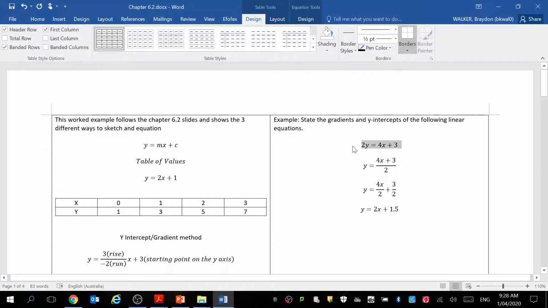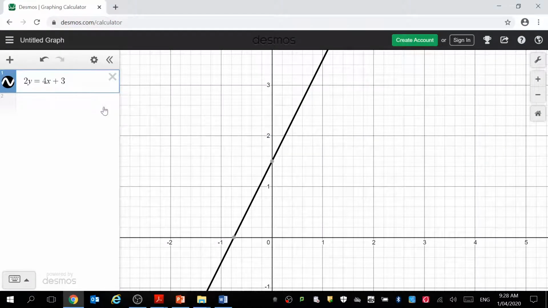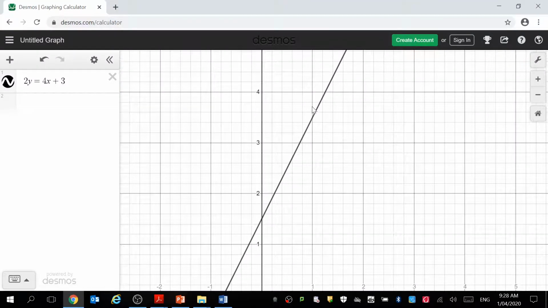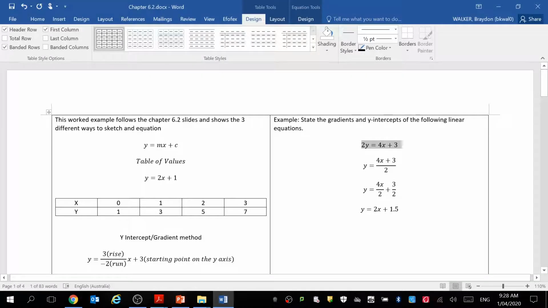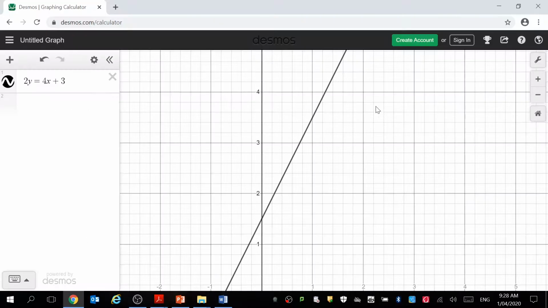Let me just demonstrate that very quickly on Desmos using the original equation. So even if you put it in, straight away it shows you the y-intercept is 1.5 and the gradient should be 2. Let's find out. So to run across 1 unit up to this line, we go up 1, 2, and across 1. There we go. So the gradient is still 2 for that one there. So that's how you state the gradient and y-intercept for that linear equation.